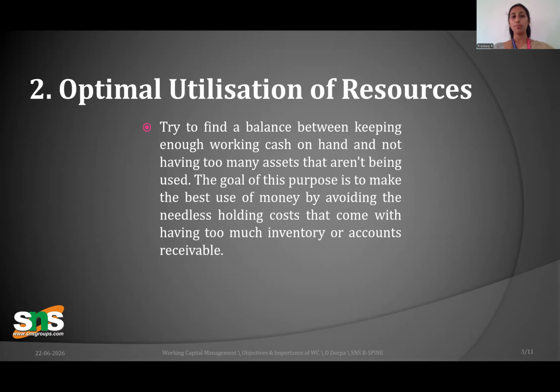And next is optimal utilization of the resources. Optimal means a clear-cut, proper utilization of resources. We may have many resources in our organization like electricity, water, raw materials, labor. How are we going to properly utilize all the resources so that your working capital will not get wasted anywhere? That is the next reason.